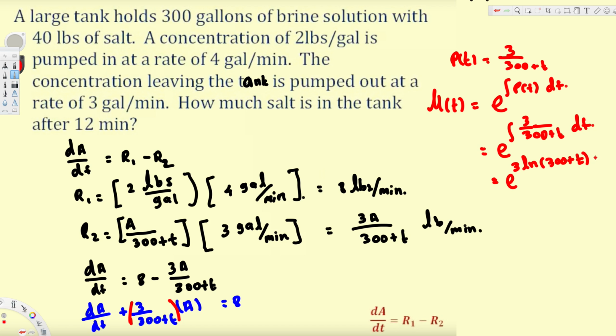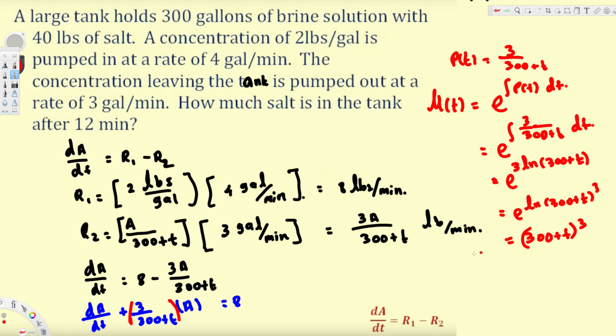right? Also we have a constant, but we don't have to worry about it when we find the integrating factor, because at the end, after we plug in the value, we are going to create a general constant, so we don't have to worry about the constant for now. And here this 3, we can move as a power, so this is going to be e power ln 300 plus t power 3, and since we have e and ln together, we can cancel these two, and that's going to give us 300 plus t cube, and this is going to be our integrating factor.